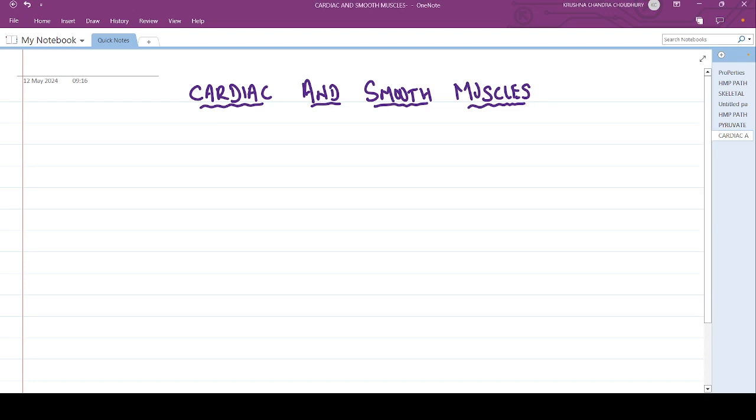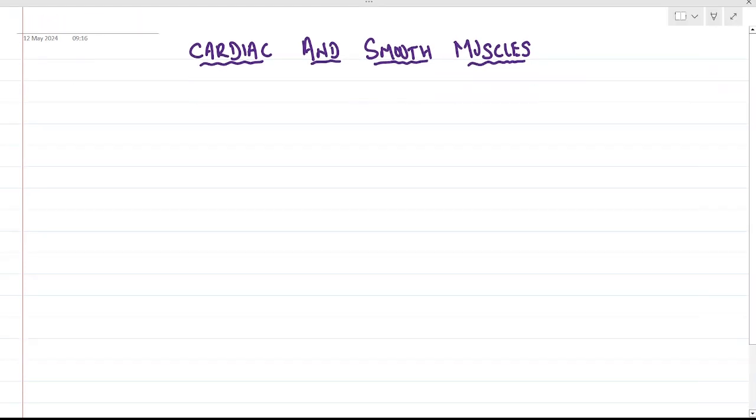Welcome back, guys. Today we are discussing cardiac and smooth muscles in muscular physiology. Beforehand, we have already discussed skeletal muscles, so go check that out if you haven't. So let's start with this. Let's first start our discussion with cardiac muscles.